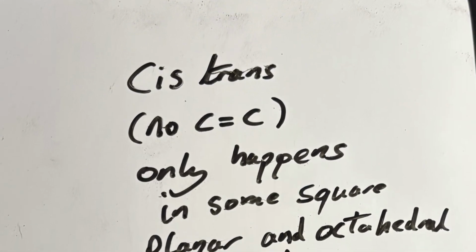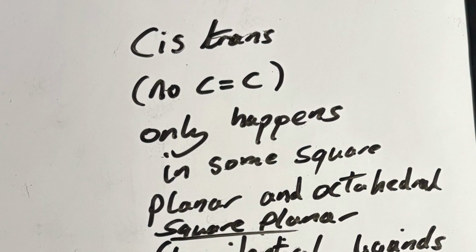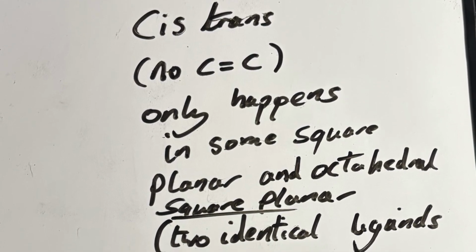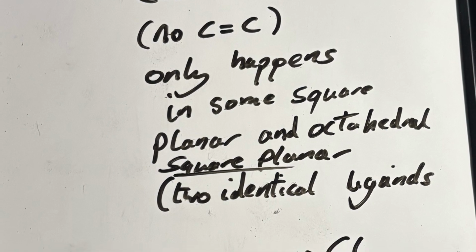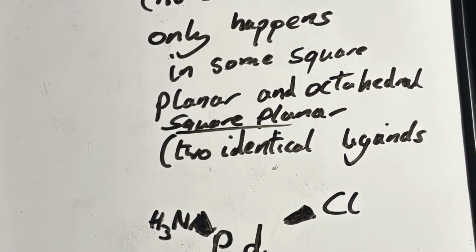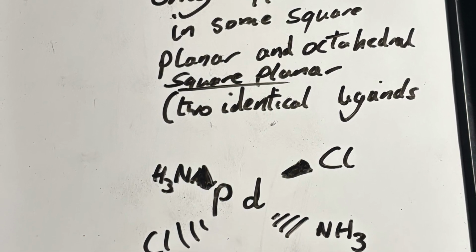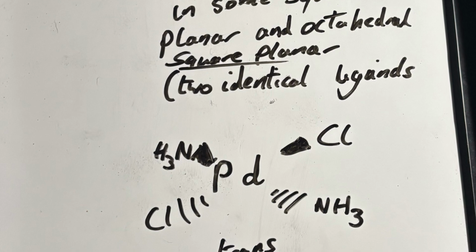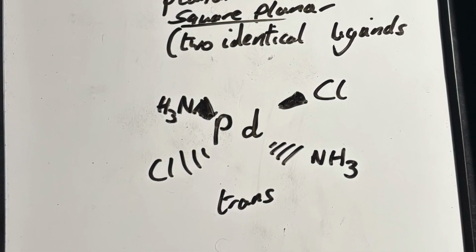So how does cis trans isomerism work if there's no C to C double bond? Well, it only happens in some square planar and octahedral complex ions. And square planar cis trans isomerism requires 2 identical ligands and is exactly like organic cis trans isomerism. If they're on opposite sides, they're trans. If they're on the same sides, they're cis.